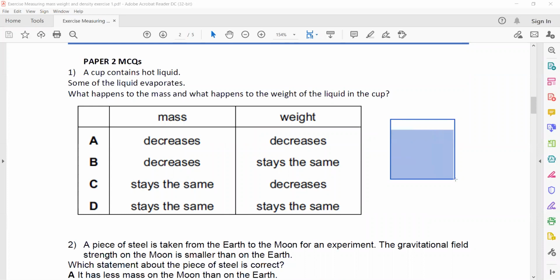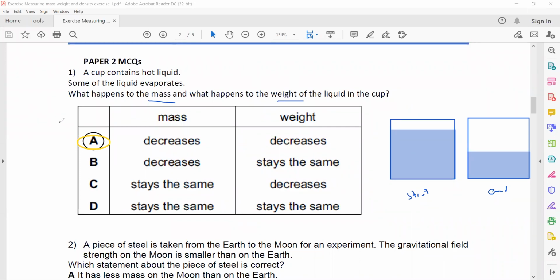So you have a container which is filled with a hot liquid and some of the liquid evaporates. This is at the start, the beginning, and this is after some time. The question is what happened to the mass and the weight of the liquid in the cup? You can use screen annotation or you can use the chat to state the answer.